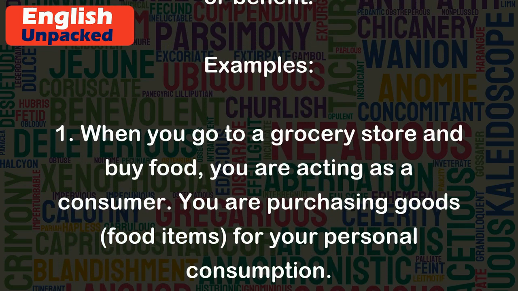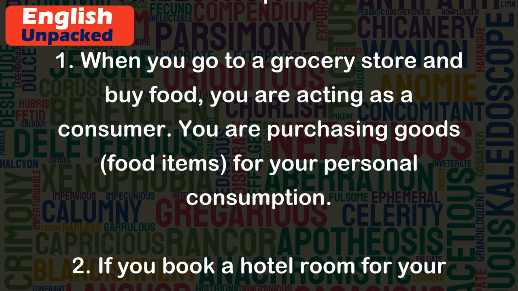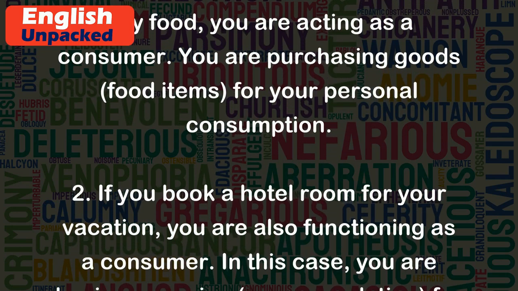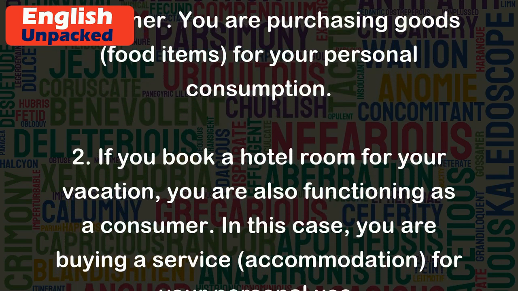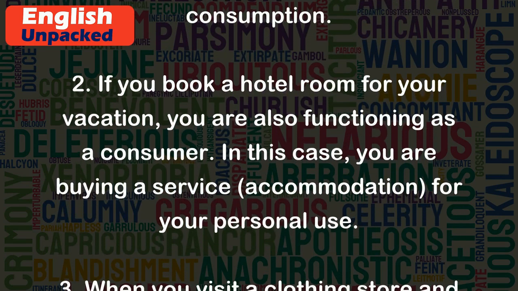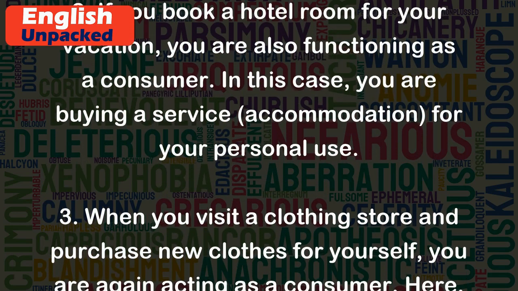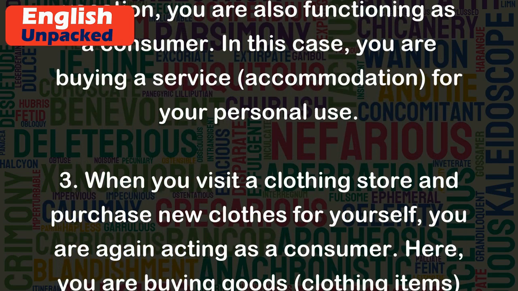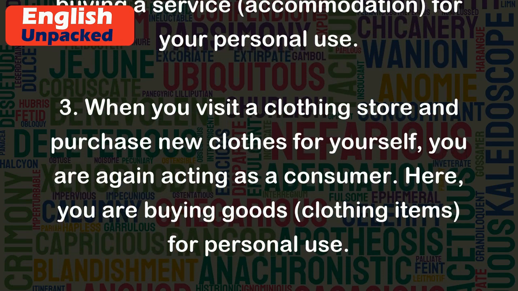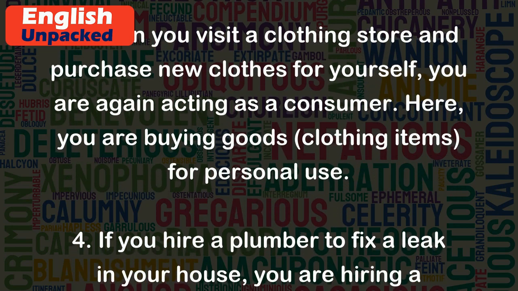You are purchasing goods, food items, for your personal consumption. 2. If you book a hotel room for your vacation, you are also functioning as a consumer. In this case, you are buying a service, accommodation, for your personal use. 3. When you visit a clothing store and purchase new clothes for yourself, you are again acting as a consumer. Here, you are buying goods, clothing items, for personal use.